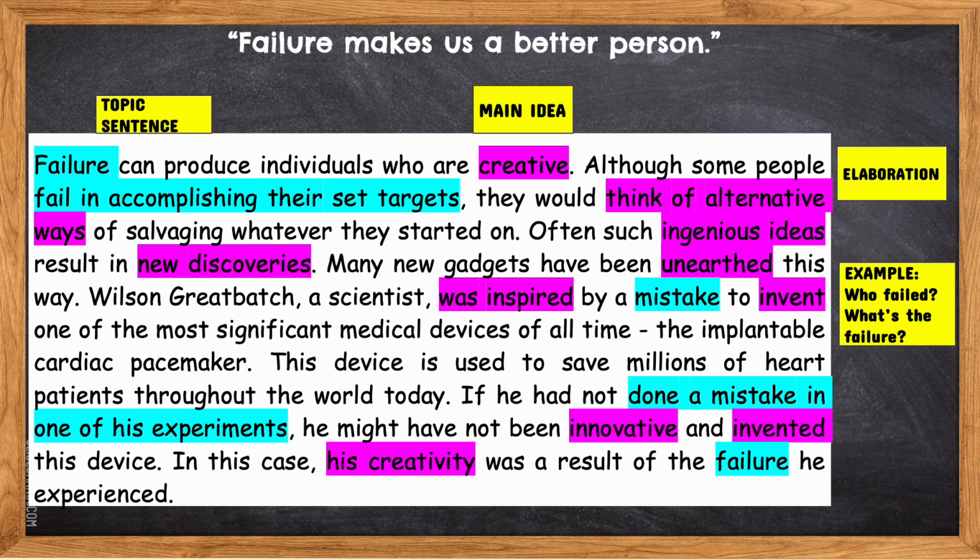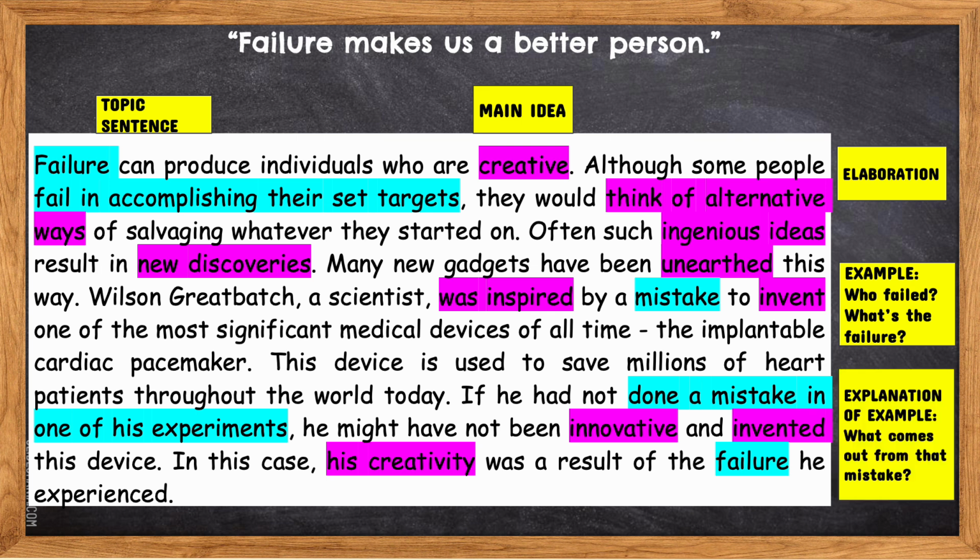If he had not made a mistake in one of his experiments, this is the failure, he might not have been innovative and invented this device, the creative part. So again, you see the word failure is here, the word creative is here. Then you explain what comes out of that mistake. And finally, your linking sentence: in this case, his creativity was a result of the failure he experienced. Go back to your main idea.